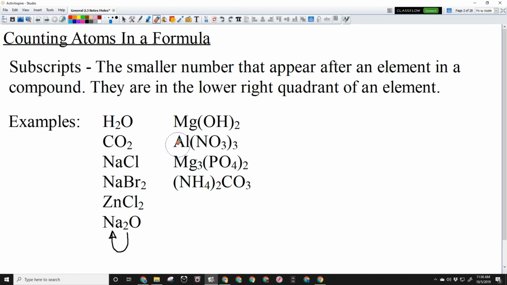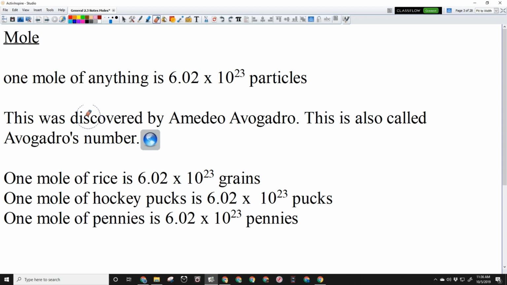All right, so we're going to do some more practice on counting atoms, because that's going to be very important in what's coming up here, where we start talking about the mole. Okay, the mole is this number, 6.02 times 10 to the 23rd particles. And this was discovered by another scientist, Amedeo Avogadro. It's a really long name, but we call him Avogadro for short. This number he came up with is called Avogadro's number. It's named after him. And this is what we call a mole.